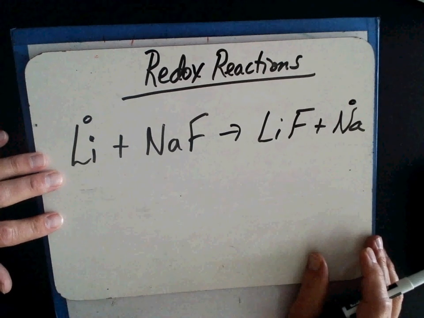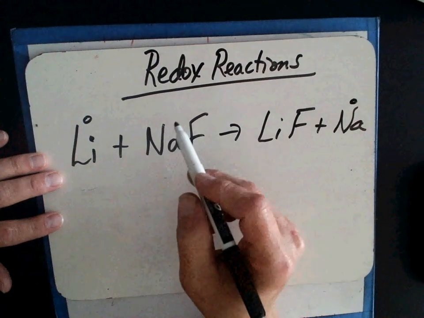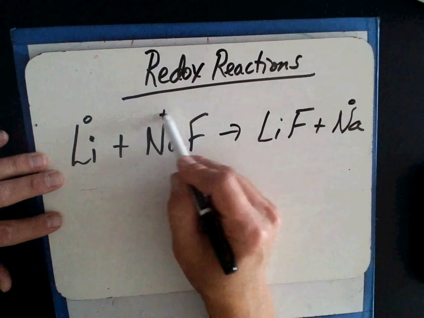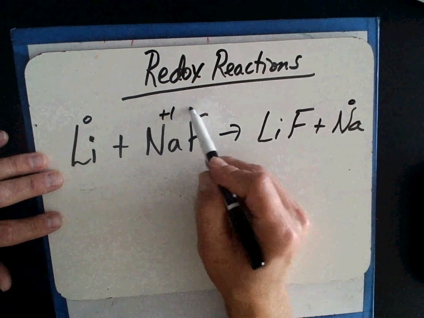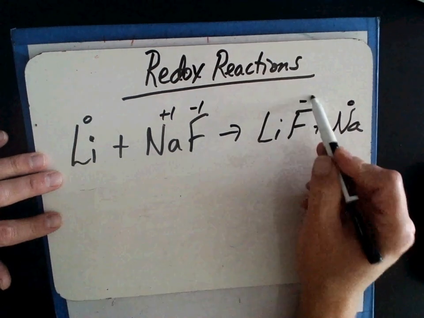So if I follow the rules for oxidation numbers that we did in the last video, we know that sodium's in the first column, so it's +1. Fluorine must be a -1, and there was a rule, fluorine's always a -1. Okay, so it works like this, great.